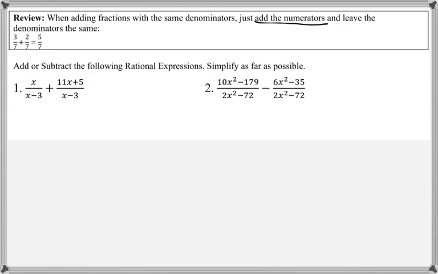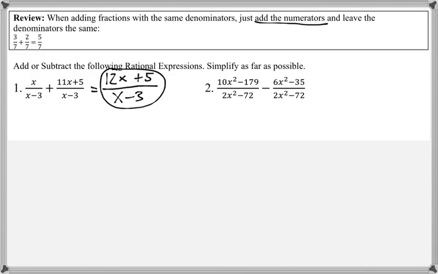It says add or subtract the following rational expressions and simplify as far as possible. So I want to add these. So x plus 11x is 12x, and 5 doesn't really have anything to combine with, so I'm just going to put plus 5. And then the denominator I'm going to leave alone. Now I do want to try and simplify this if I can, but there's really nothing I can factor out of the numerator. So this would be my answer.